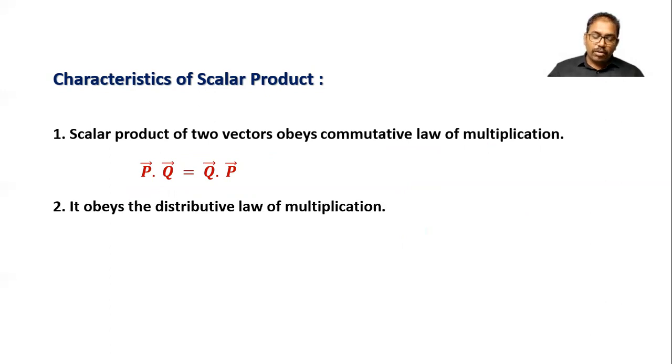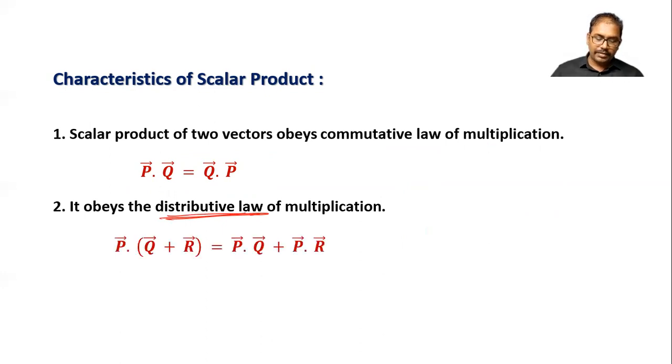It obeys the distributive law of multiplication. Now what is the distributive law? You can see this equation: p bar dot (q bar plus r bar) is equal to, we can distribute the term, p bar dot q bar plus p bar dot r bar. Both sides are equal. So we can say that scalar product obeys the distributive law of multiplication.